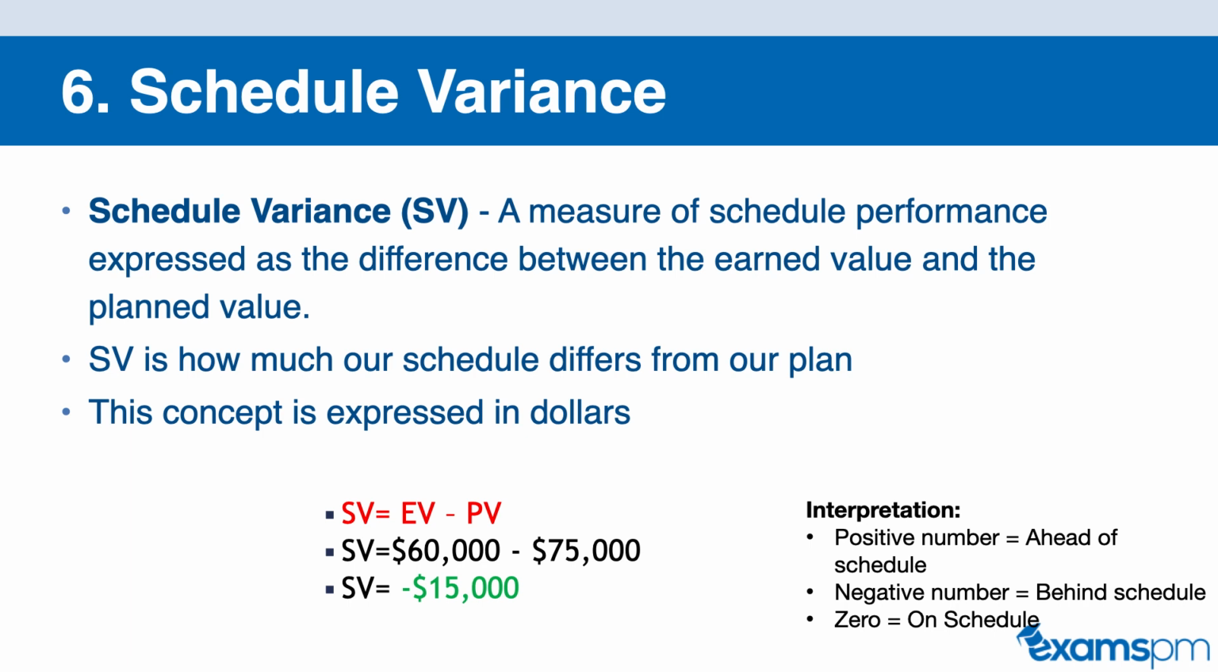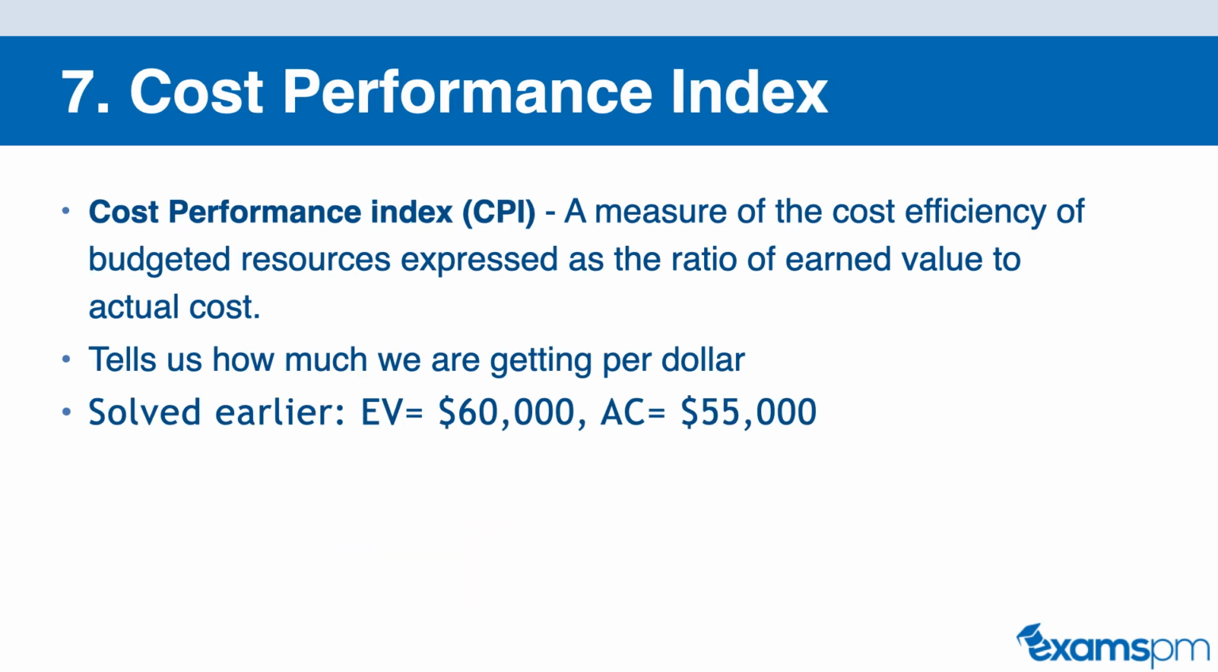Now, the cost variance and schedule variance tell you how far you are, how much you have deviated from your plan in terms of cost and schedule. However, sometimes on some projects, you want to express this in an index or a percentage instead of an absolute value. And this is where the cost performance index and schedule performance index come in. So the cost performance index is a measure of cost efficiency of budgeted resources expressed as a ratio of earned value to actual cost. So it tells us how much we're getting per dollar.